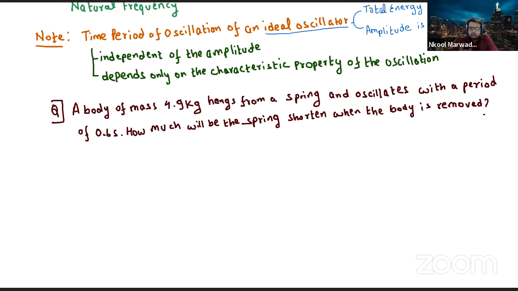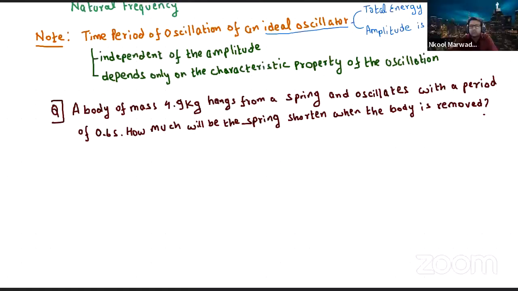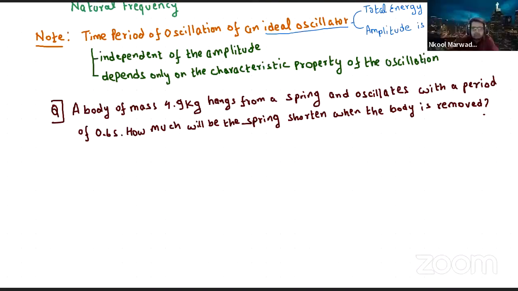So the question is that a body of mass 4.9 kilogram hangs from a spring and it is oscillating. It's already the spring-mass system, the vertical one, undergoing an oscillation. Time period is given, 0.6 seconds. Now we have to find how much the spring will shorten when the body is removed. Definitely when the body is removed, the spring will compress to its maximum, and that we can call the amplitude. So that we have to find.